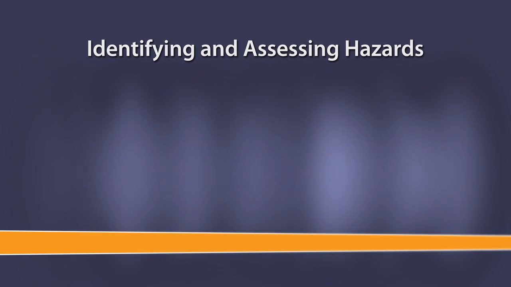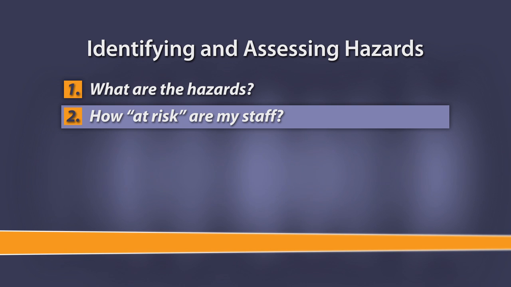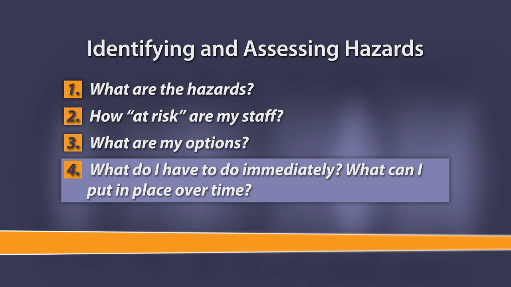When identifying and assessing the hazard, ask yourself, what are the hazards? How at risk are my staff, and have I consulted with them and others? What are my options to minimize these hazards? And what do I have to do immediately, and what can I put in place over time?